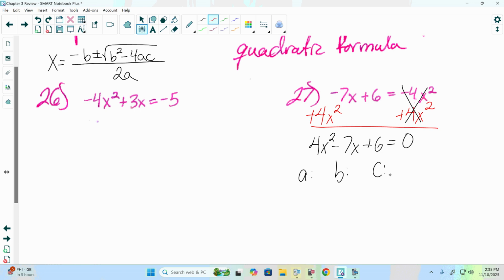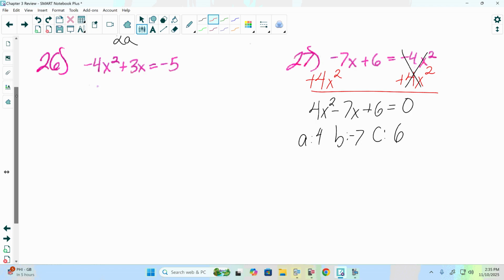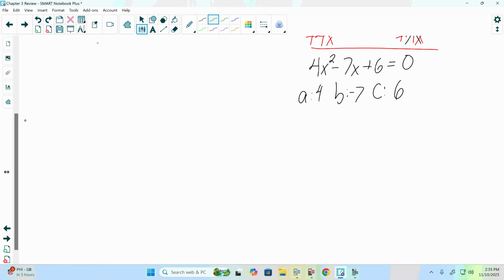We do need to find a, b, and c. A is the number in front of x squared, b is the number in front of x, and c is our number without a variable. So a is 4, b is negative 7, and c is 6. So we do have to take the sign in front of them. A and c are going to be positive, b is our negative value.